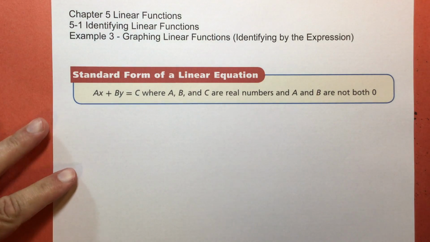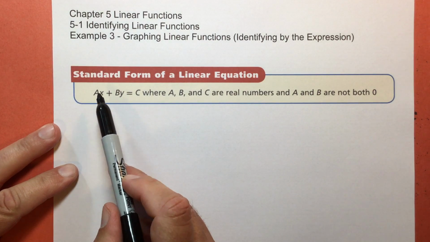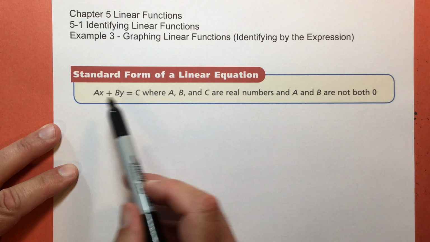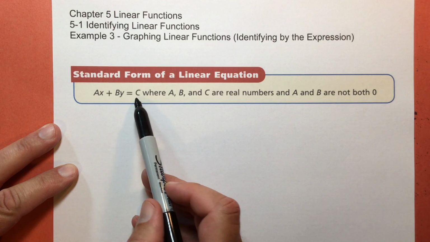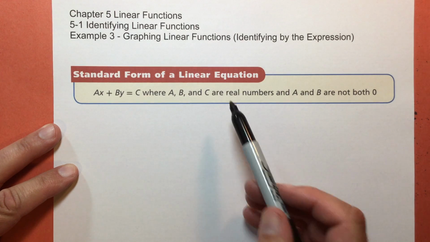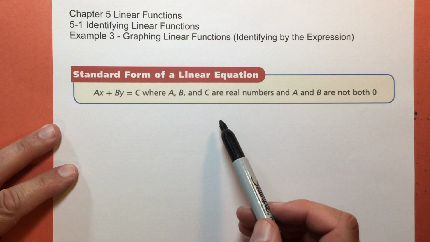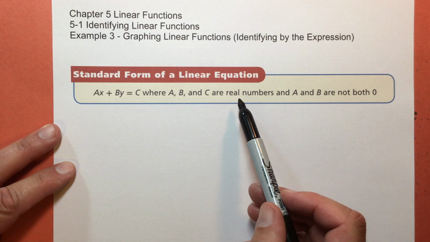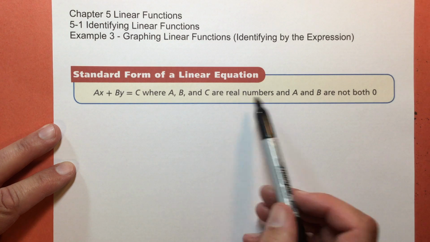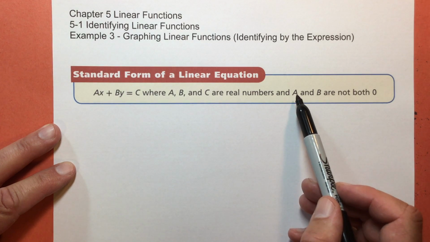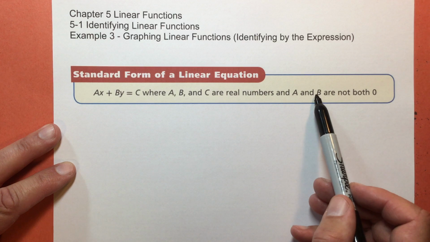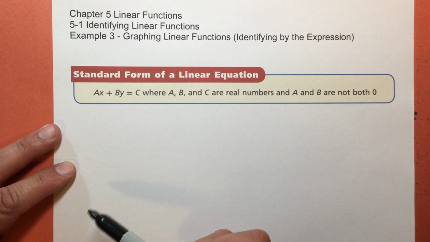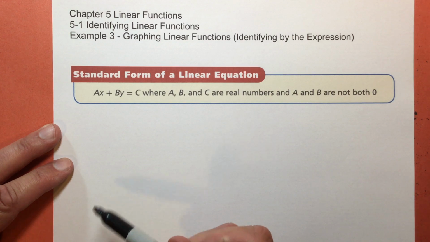Standard form basically says this: you're going to write something times x plus something times y equals something, and this something, that something, and that something are all just numbers. Don't worry about the fact that it says real numbers. For right now, all the numbers you know are going to be real. Later we'll talk about numbers that aren't real, but don't worry about that. All right? And you can't have both A and B be 0. So you can't have 0 equals some other number. Then it's not even an equation.